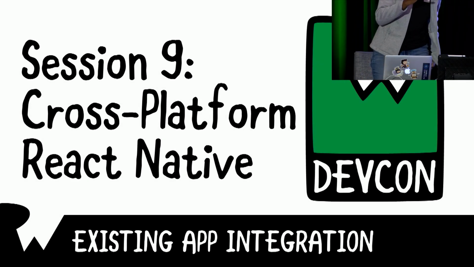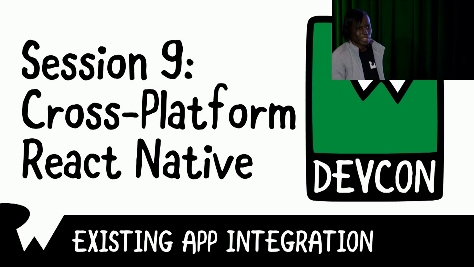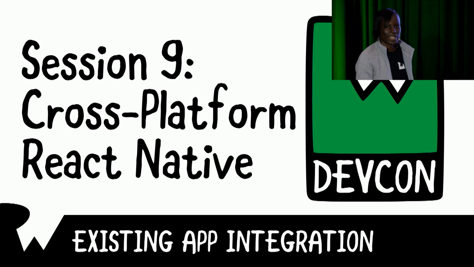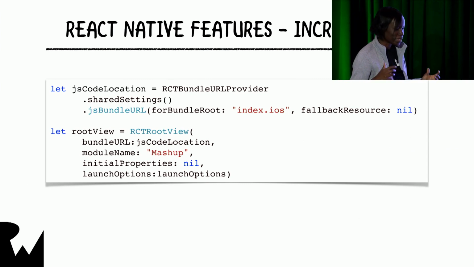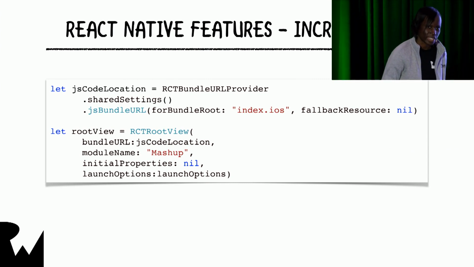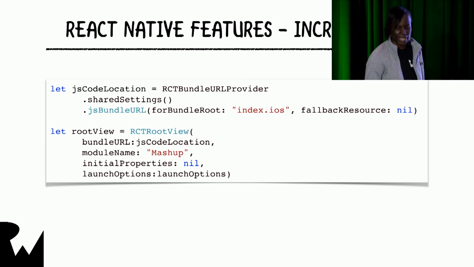So we've learned how to create a couple of simple apps, and what we're going to do now is look at how we would integrate that into an existing native application. One of the key features with React Native is that you can have incremental adoption. You don't necessarily already have to have a standalone React Native app.